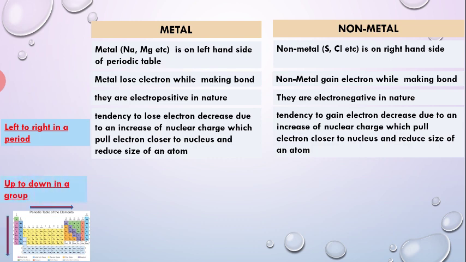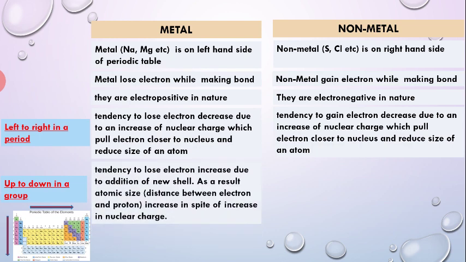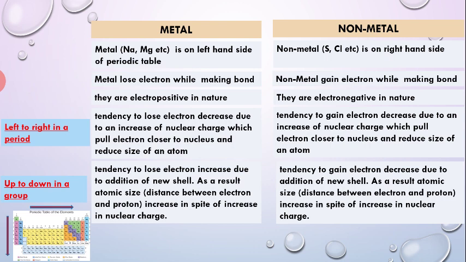Up to down in a group, the tendency to lose electrons increases due to the addition of shells, and the distance between the nucleus and the electrons is increased, and as a result the ability to lose electrons increases as we move from up to down. The tendency to gain electrons decreases due to the addition of new shells. As a result, atomic size increases in spite of the increase in nuclear charge. This is for non-metals. So this is all of chapter 5.